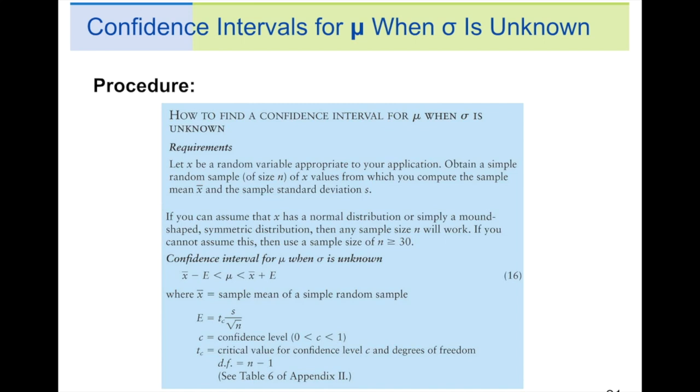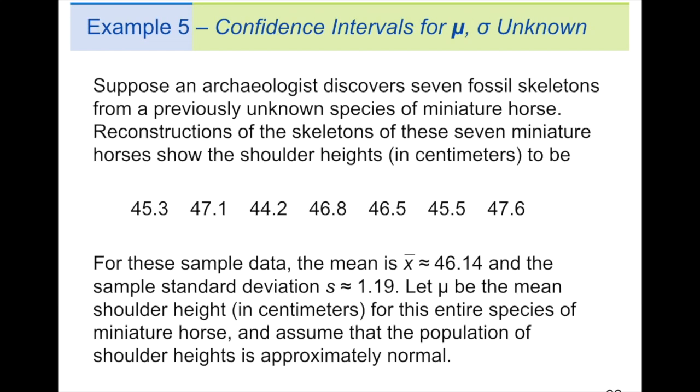C is the confidence level, which is between 0 and 1, and t sub c is the critical value for the confidence level C and degrees of freedom n minus 1. Suppose an archaeologist discovers 7 fossil skeletons from a previously unknown species of miniature horse. Reconstructions of the skeletons of these 7 miniature horses show the shoulder heights in centimeters to be these.